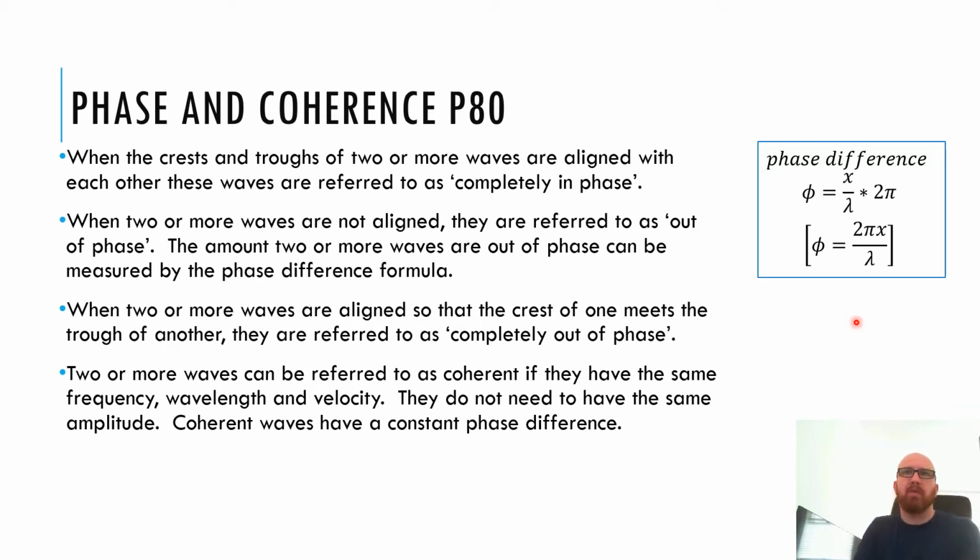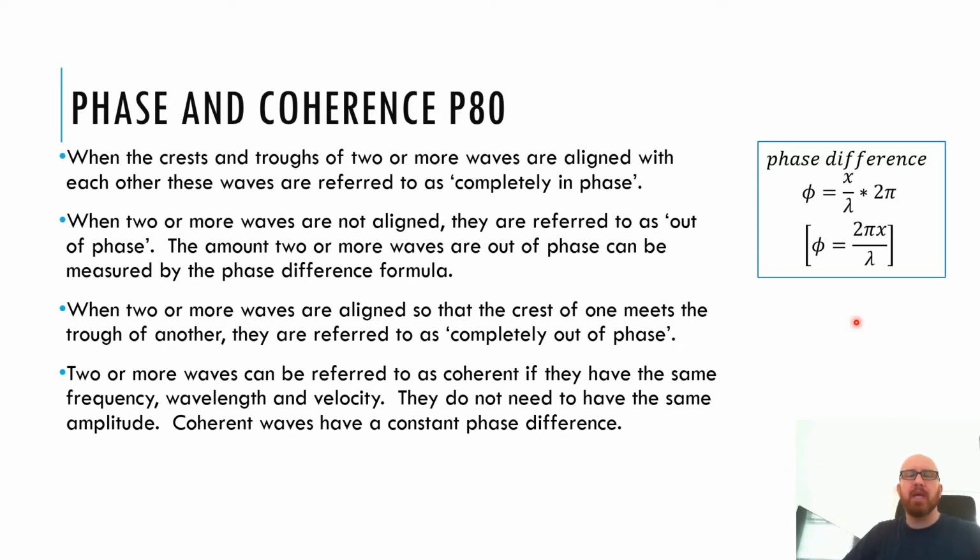Two or more waves can be referred to as coherent if they have the same frequency, the same wavelength, and the same velocity. They don't need to have the same amplitude, and coherent waves have a constant phase difference. So if something is in phase, then the crests and troughs meet. If something's out of phase, they don't meet. If something's completely out of phase, then the peak of one meets the trough of the other.